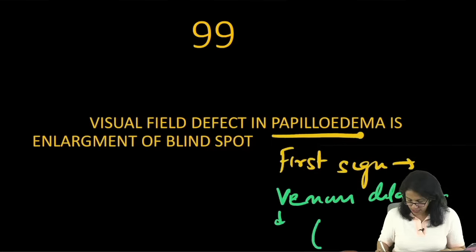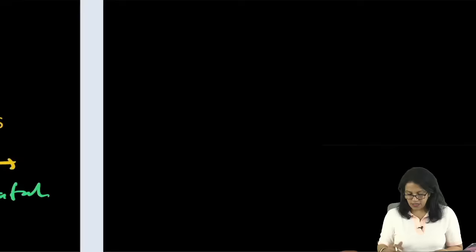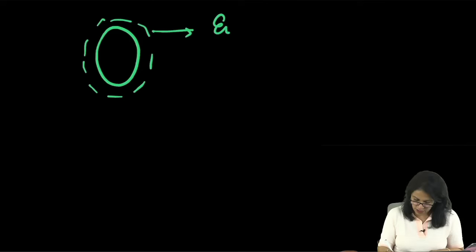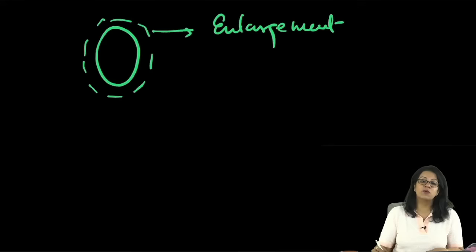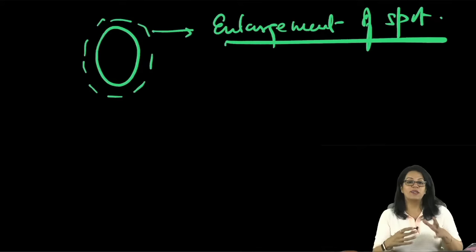Then they have asked you about field effect, and why field effect? This is common sense: the optic disc is the blind spot on the field chart. Now there's edema around the disc. So what do you get here? Enlargement of blind spot. This is not enough. What they will ask you in INI-CET, and we will revise, is what are the other causes you can think about for enlargement of blind spot?